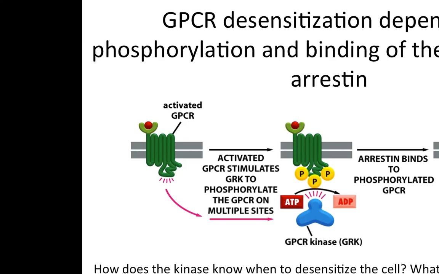Right, so remember when we learned about endocytosis and we learned about receptors being endocytosed, and clathrin-coated pits and endosome formation, and then the endosome acidifies and then goes to the lysosome.